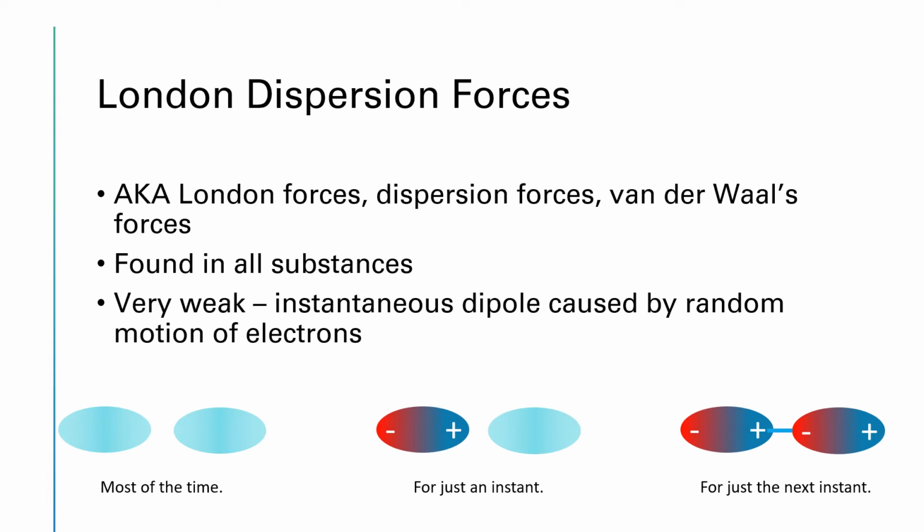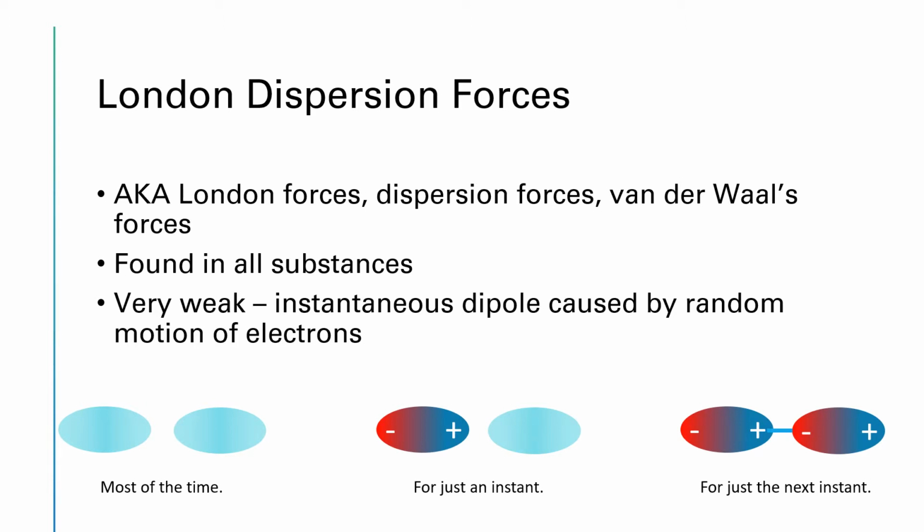The fourth and weakest of the intermolecular forces is known as London dispersion forces. This one goes by lots of different names. You'll also see it called just London forces or just dispersion forces, or the general chemistry textbook that I used called these van der Waals forces. And so you will see all sorts of different names for these.